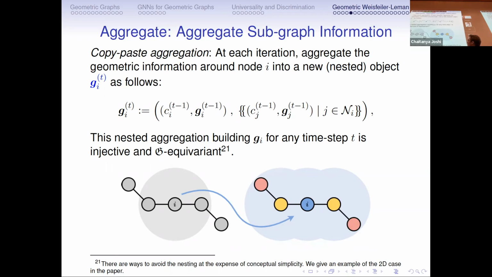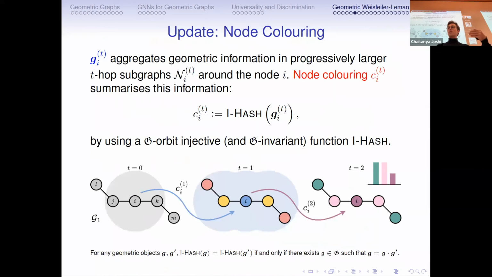Whereas here I've got a slightly larger receptive field in the next iteration, and I know I've got, for example, this bend, this elbow bend, and another elbow bend, and they're oriented in slightly different ways, which is captured by the geometric information. So now we've passed on the geometric information essentially like a copy paste, so fairly simple in that sense. The next thing is, how do we actually update our node coloring?